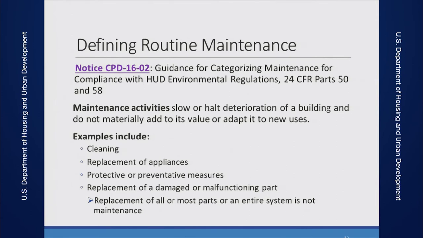So some examples of maintenance activities include cleaning, replacement of appliances that are not permanently affixed to the building, protective or preventative measures to keep a building, its systems, and its grounds in working order, and replacing of damaged or malfunctioning component parts of a building feature or system. On the other hand, replacing all or most of a feature or system is not maintenance. The scale of that project would rise to the level of rehab, which would be CEST.